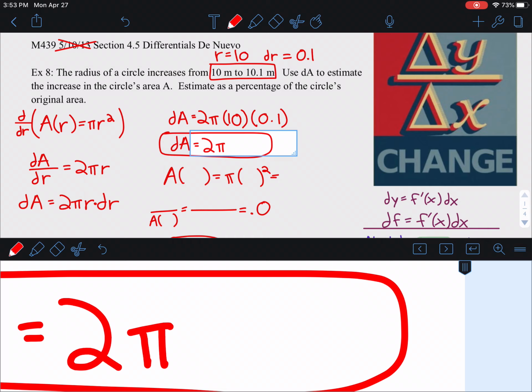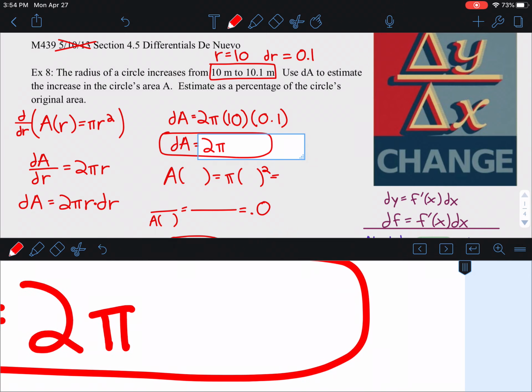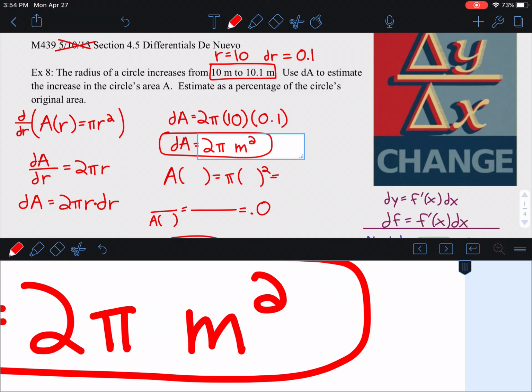Okay. Now, one thing that makes this section different than the last section is almost every question we do here is going to involve some sort of units. Because I'm estimating a change in the area, so as this circle increases by 0.1 meters, that means the area of that circle is going to increase by approximately 2 pi meters squared. So we have to pay attention to units.